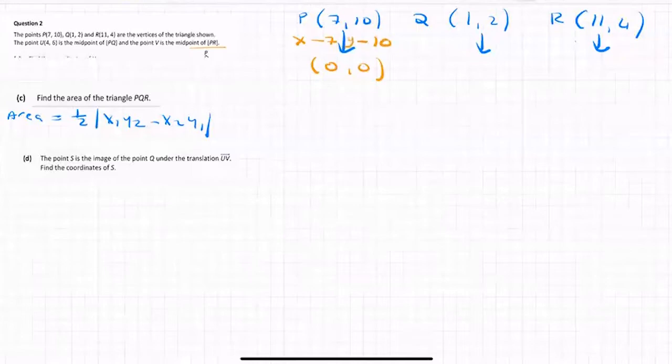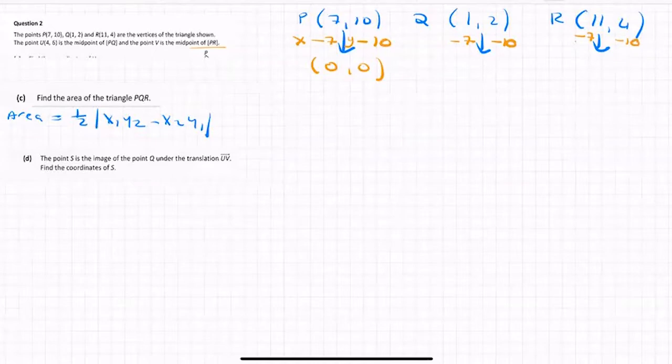Okay, so that's moving one of the vertices to 0, 0, and I've moved P. No reason at all I picked P, only it was the first one there. It may have made much more sense to move Q because it was closer to it. Because you're going to see now I'm going to end up with loads of negative numbers. So I have to move 1, 2 by the same translation here. So take 7 off the X, 10 off the Y, and I have to do the same to the R coordinate, take 7 off the X and 10 off the Y.